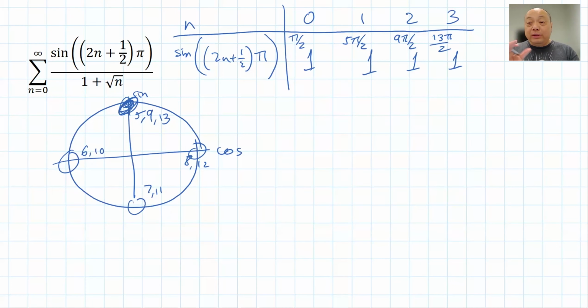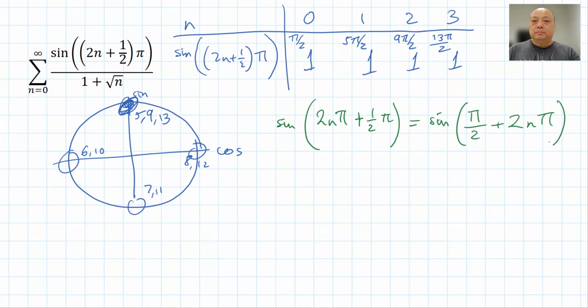What happens if I actually work out the algebra inside the sine? Then I have sine of, multiply everything out. I have 2n pi plus 1/2 pi. And I rewrite in more familiar form, and that is sine of pi over 2 plus 2n pi. If I remember any trig at all, I will remember that the sine wave repeats every 2 pi. The period of sine is 2 pi. So that means all of this is just equal to sine of pi over 2, and sine of pi over 2 is just equal to 1.